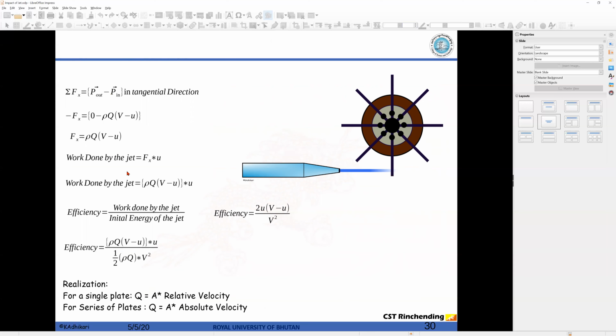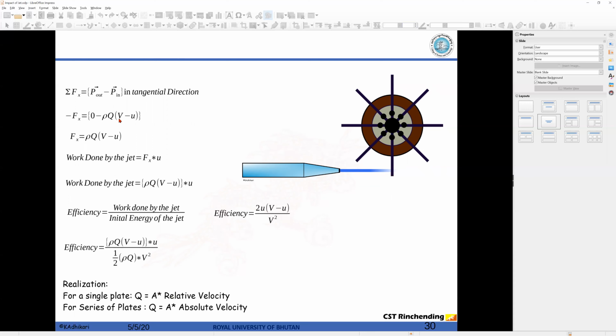Everything is known, you simply put it in and analyze. If I quickly go over it, force is nothing but the momentum flux going out of the control volume minus the momentum flux coming into the control volume, and we are analyzing this in the tangential direction. Assume that u is the velocity of the plate. Now here the force is rho Q times the relative velocity, and work done is given by the force times u. And the most important thing, as I said earlier, is that you will not use relative velocity, but absolute velocity, when you calculate the discharge.